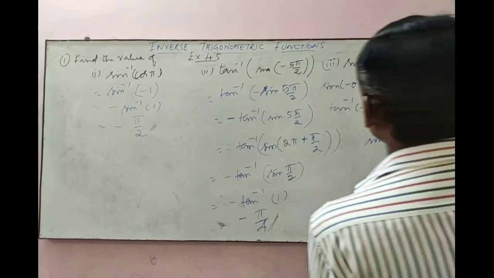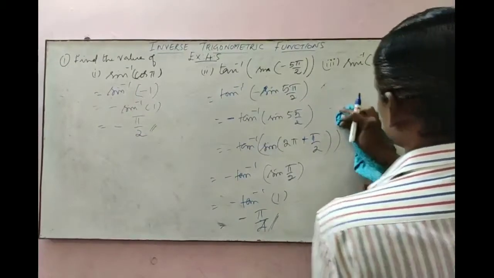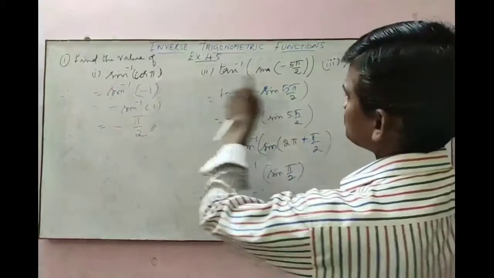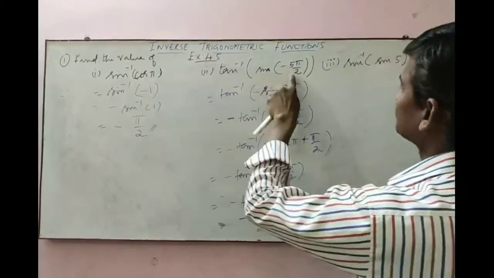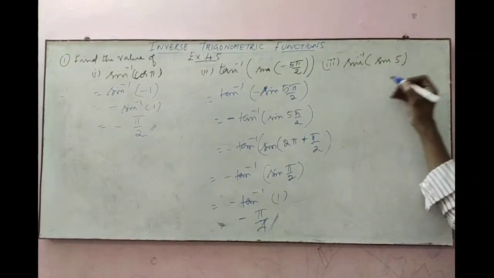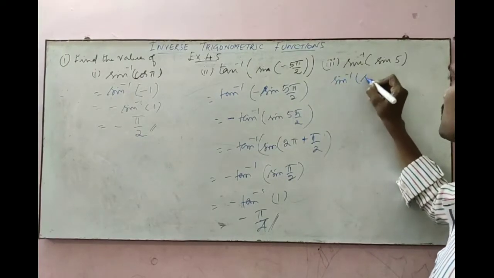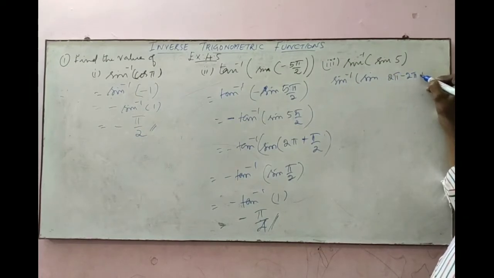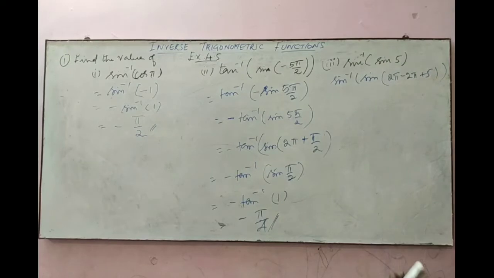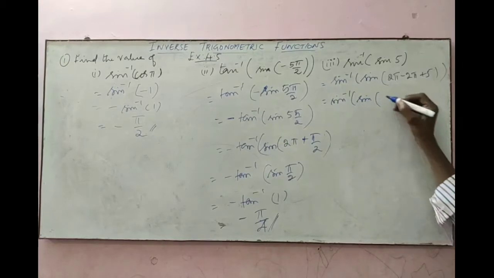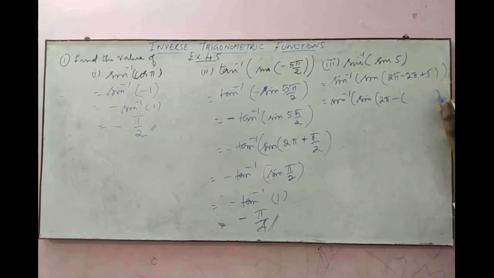Then next, the third sum: sin inverse of sin 5. In these two sums, you had the theta as radian. Here the theta is not in radian, it is a number. So I am going to adjust this within the sin inverse of sin, by adding 2 pi and subtracting 2 pi to adjust this value. So next step, sin inverse of sin, I am going to take the minus sign common, so you will get 2 pi minus 5 here.